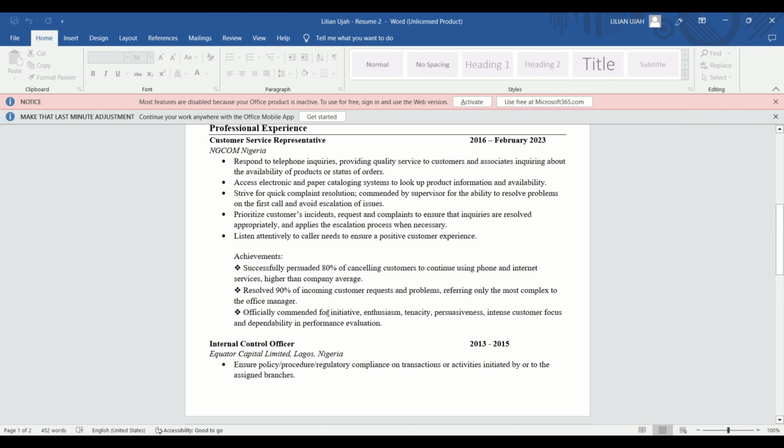Now, this tells you, recruiting manager, whoever is reviewing this CV, that this person is an independent person. He does not need his superior to be able to handle tough customers. He can handle tough customers without escalating it. Okay, now they went on to say officially commended for initiative, tenacity, persuasiveness, intense customer focus, and dependability in performance evaluation. Like I told you, you need to be very clear about what you have achieved on the role.